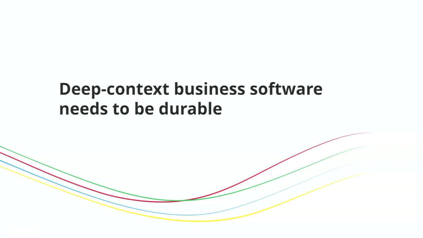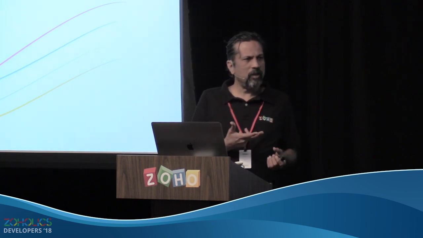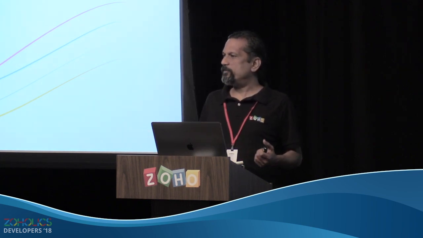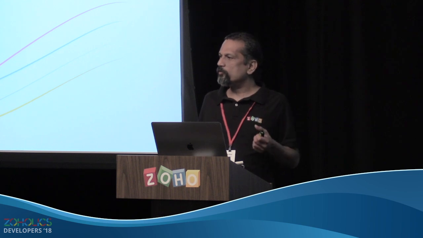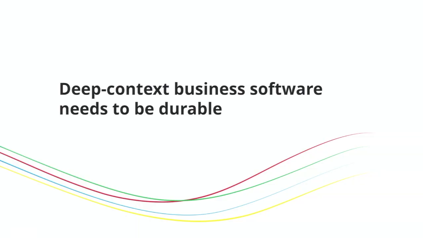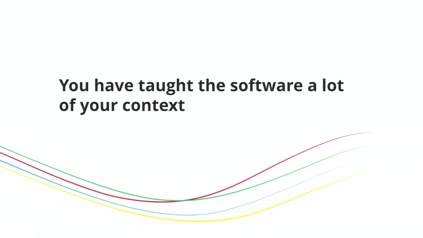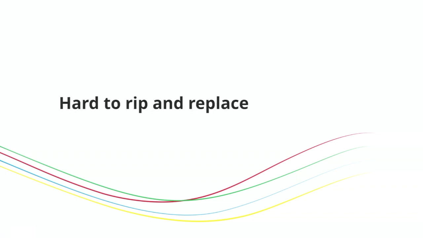And the second thing about deep context business software is it needs to be durable. In the early days of the cloud, there was a lot of disposable cloud apps. We used it tactically. But more and more and more, these are becoming the lifeblood of your business. In fact, we have seen that evolution in the last 12 years of Zoho, that we've been around, that more and more of our customers, Zoho runs their business. That's why we call it the operating system for business. For that, the software needs to be durable because you've taught the software a lot of your context. The software has learned a lot about your context. And it's really hard to rip and replace, right?